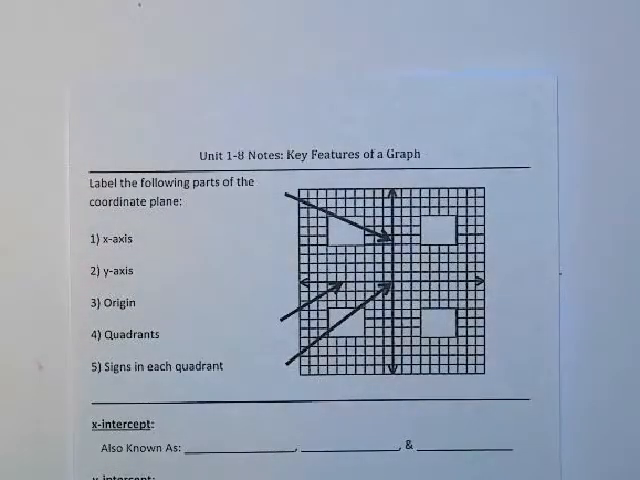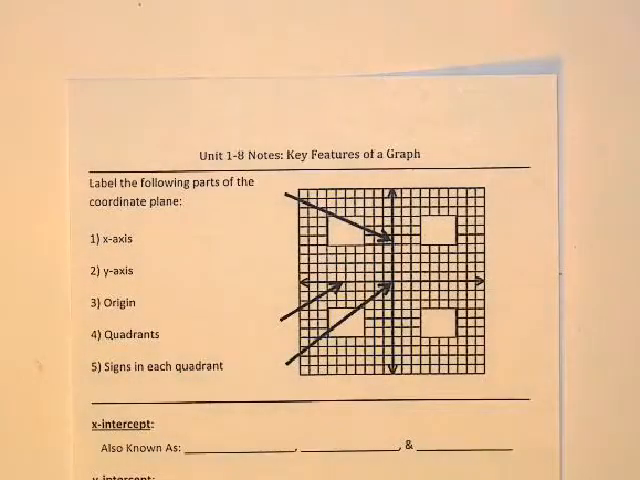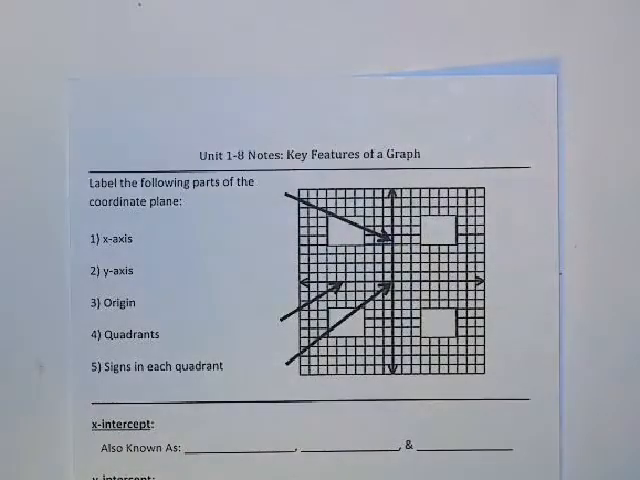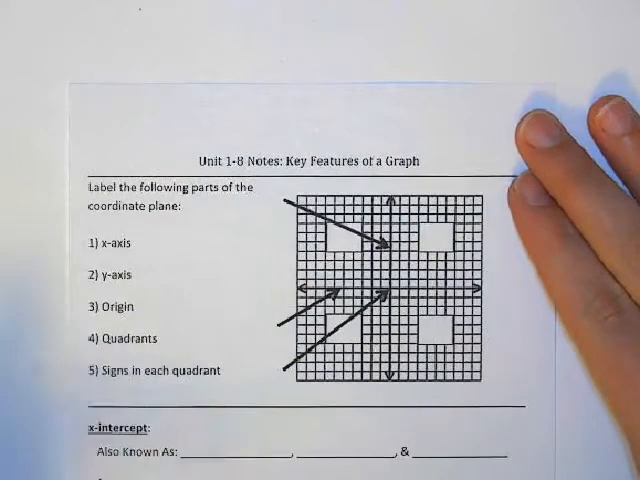All right, Unit 1A notes, key features of a graph. So this top part right here is kind of a review. We did this a little bit the other day. We're just going to label all 5 of these things, and we're going to start with the x-axis. We know the x-axis goes left to right.